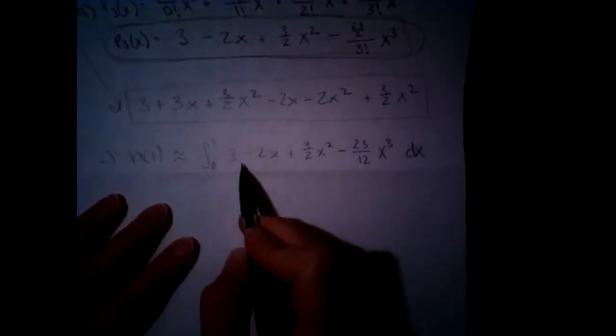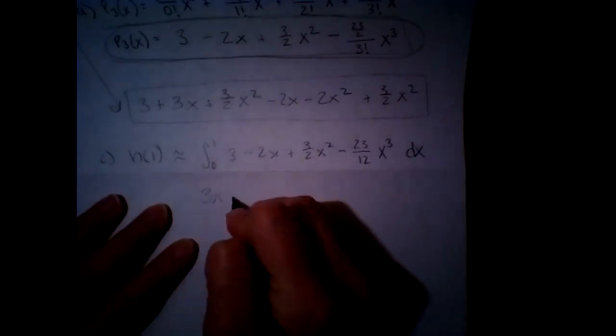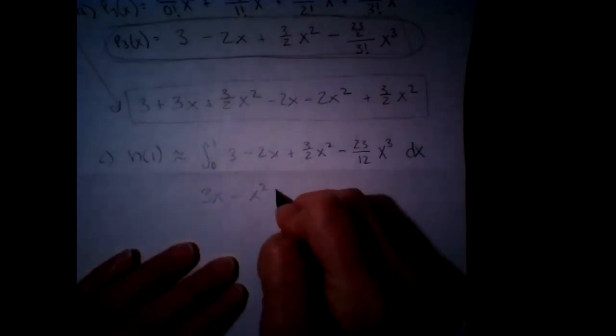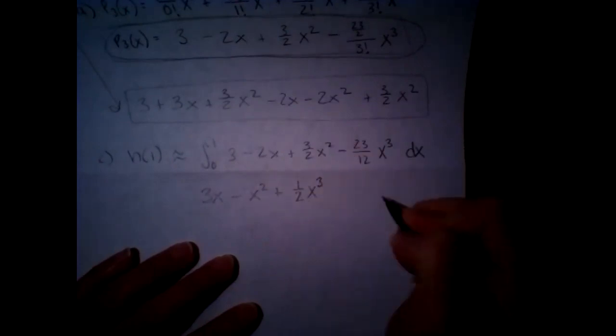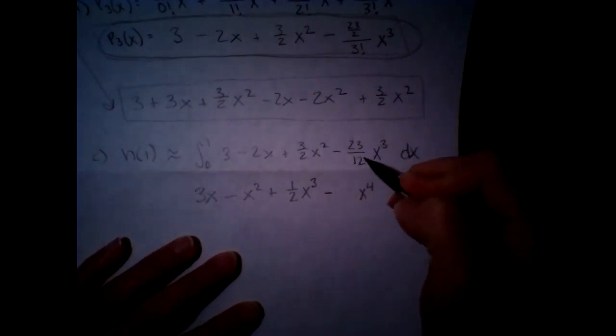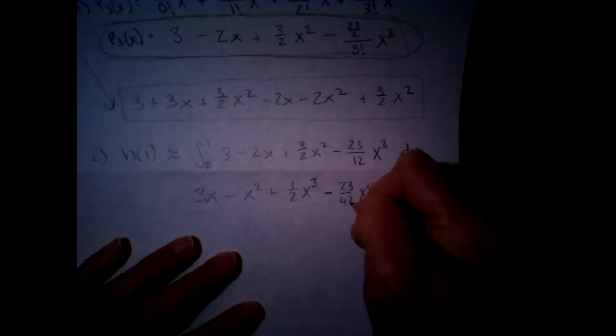The reason it's only an approximation is because we only went out to a third degree polynomial. This goes on forever and ever and ever. So that's the reason it's only an approximation. But now we're just going to do the antiderivative and then upper boundary minus lower boundary. So this antiderivative would be 3x minus x squared plus, all right, I'm going to add 1 to the power and then divide by 3. So 1/2 x cubed minus, so this would be to the 4th, and then we have to divide by 4. So 12 times 4 would be 48. And then evaluated from 0 to 1.